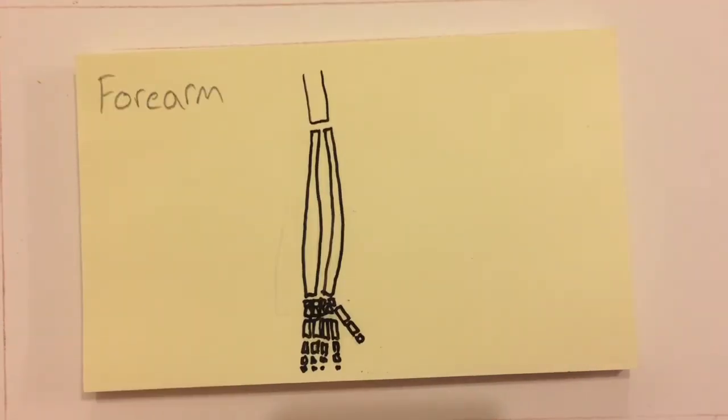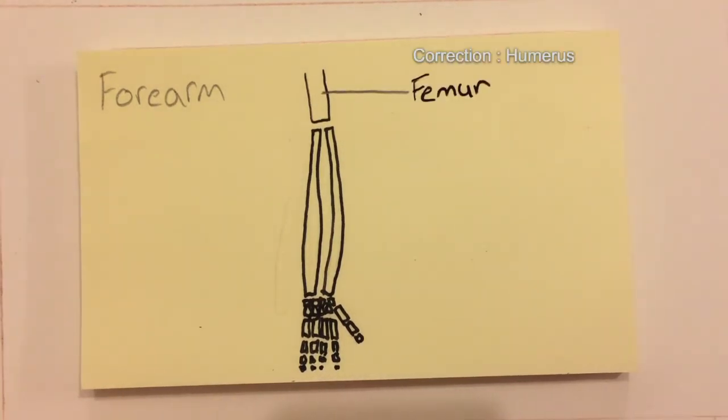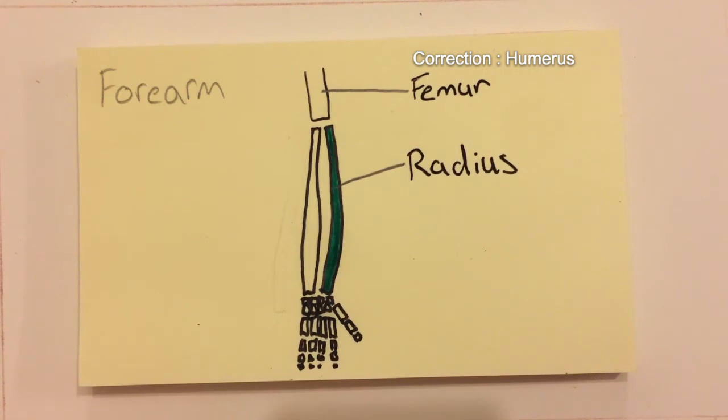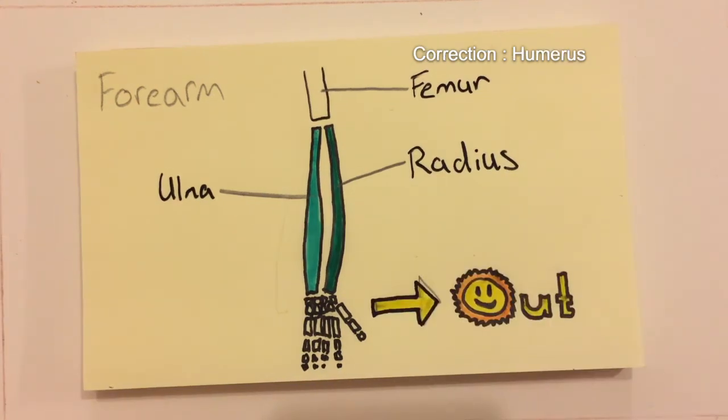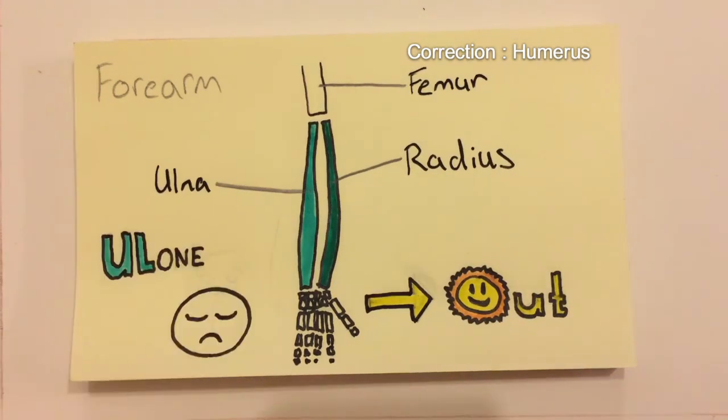When we look at the forearm, our forearm is connected to our humerus through the radius and our ulna. The best way I can differentiate the two is that the radius radiates out from your thumb, which leaves the ulna all alone by itself.